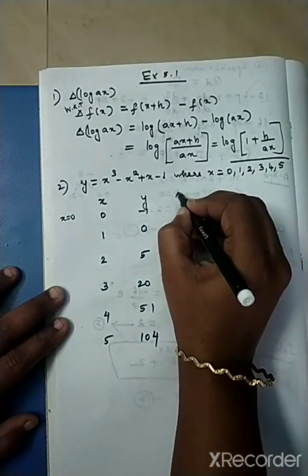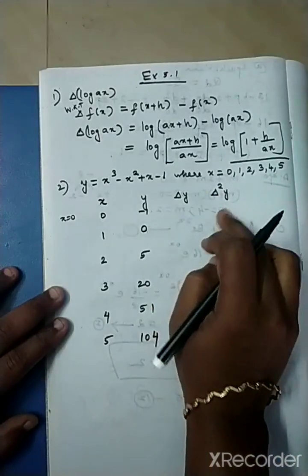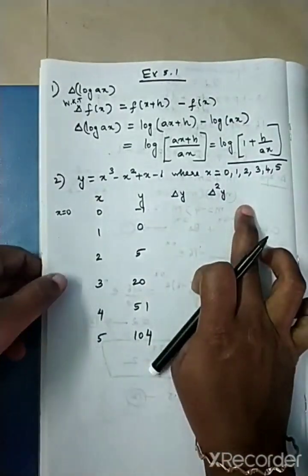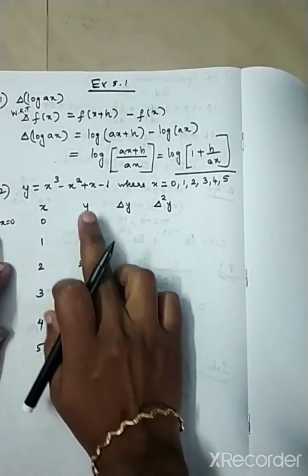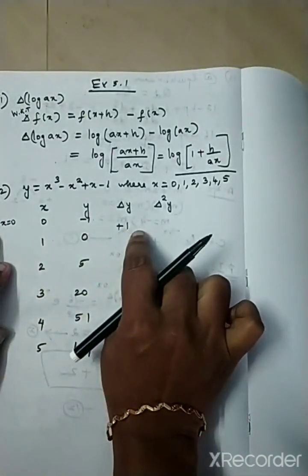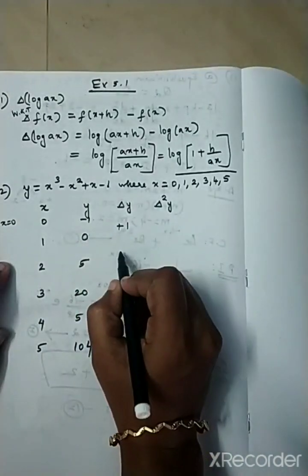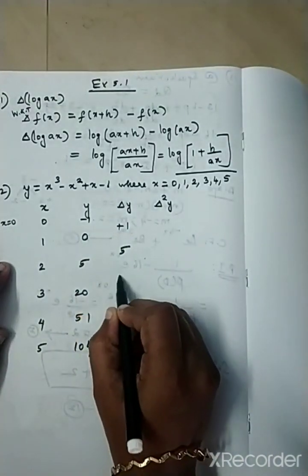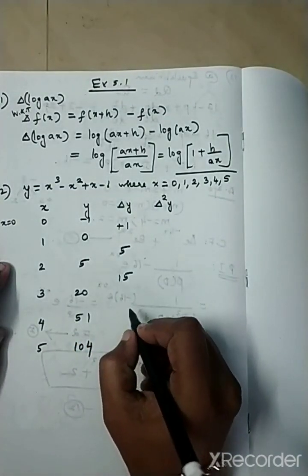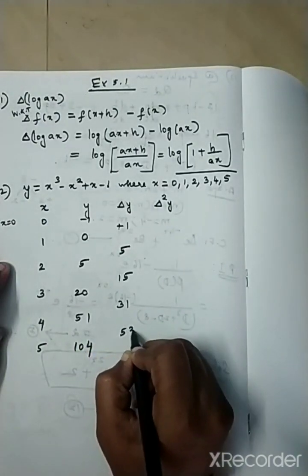Now what will be my delta y? Then my delta square y. As of now you keep it. Then once we get values for delta square, we will put the column names. Okay. Now 0 minus of minus 1, so I will be getting plus 1. See where I am writing this plus 1. Between 0 and this minus 1 I am going to write it. 5 minus 0, I will get 5. 20 minus 5, I get 15. 51 minus 20, I will be getting 31. 104 minus 51, I will be getting 53.